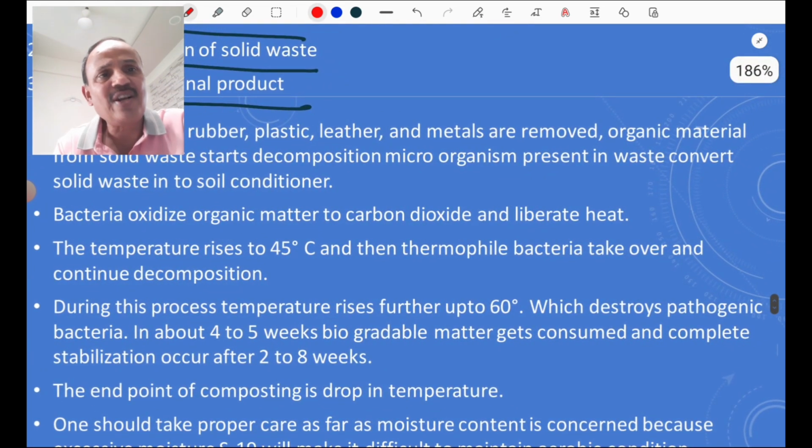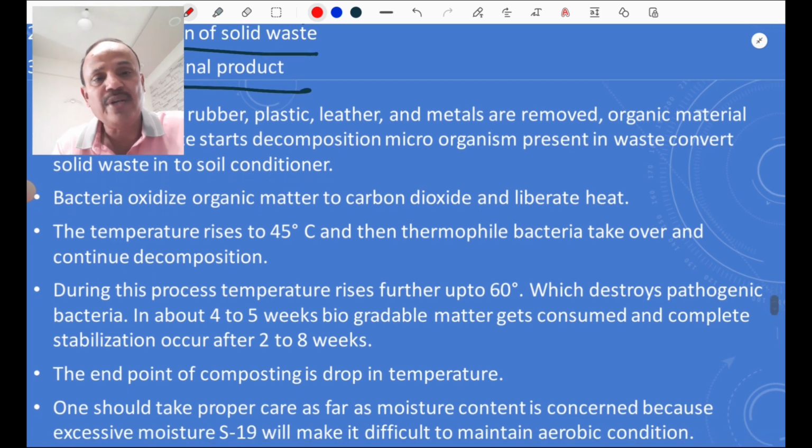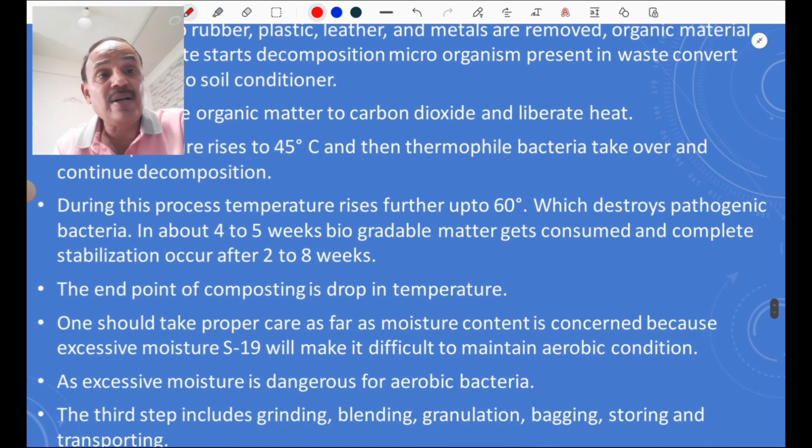Bacteria oxidize the organic matter to carbon dioxide and liberate heat. The temperature rises up to 45 degrees Celsius and then thermophilic bacteria take over and continue decomposition. During the process, the temperature rises further to 50 or 60 degrees Celsius, which destroys the pathogenic bacteria. In about 4 to 5 weeks, biodegradable matter gets consumed and complete stabilization occurs after 2 to 8 weeks. The end point of composting is a drop in temperature.